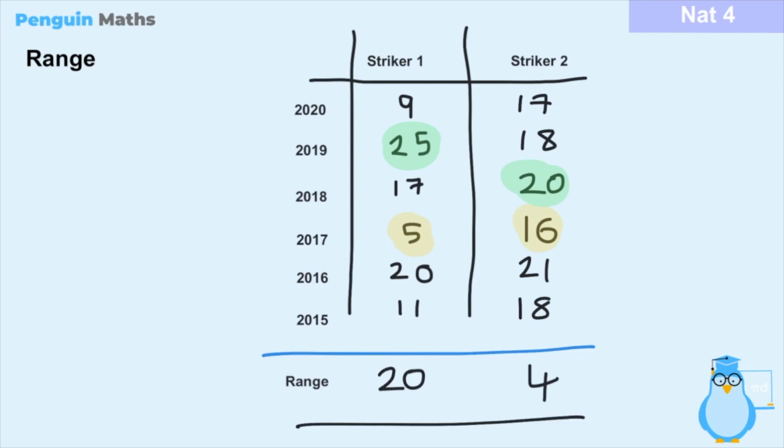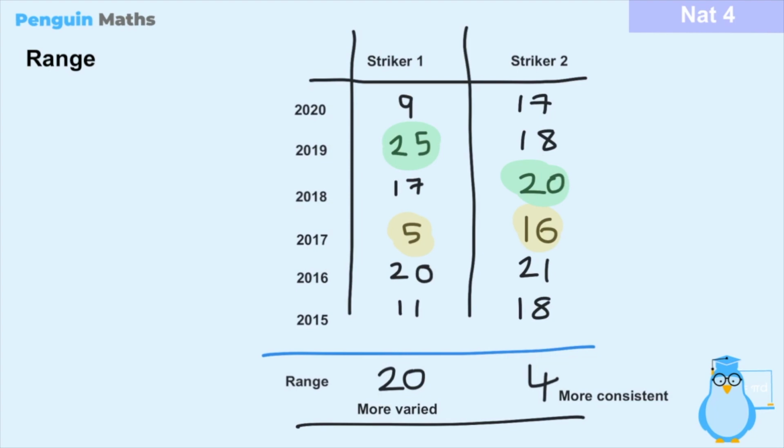So what this tells us is that striker 1 has a larger range than striker 2, and all that means is the amount of goals that they've scored over a season is more varied, and for striker 2 their amount of goals is more consistent. So even though striker 1 may have had the most goals in one season, 25 compared to 20, we can see here that because striker 2's range of goals scored is smaller, they'd maybe be more consistent and more reliable at scoring goals for a specific football team.